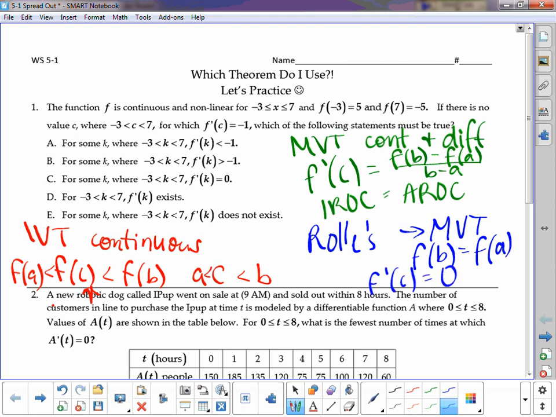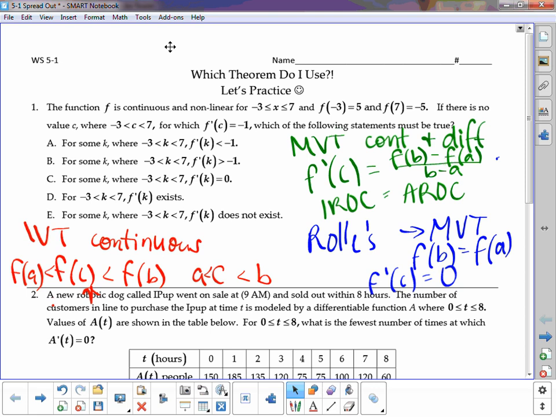And the reason for that is if my endpoints are the same height, the average rate of change is going to give us 0. So that derivative, since it equals the average rate of change, and my average rate of change is 0, must equal 0 at some point. So Rolle's is just a specific case of mean value theorem: the case where the endpoints are the same, then we know our derivative must equal 0. So those were the things that we learned a week ago.